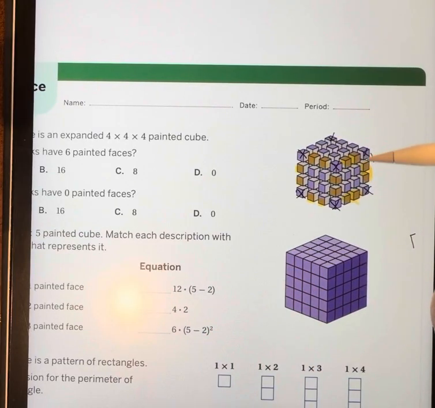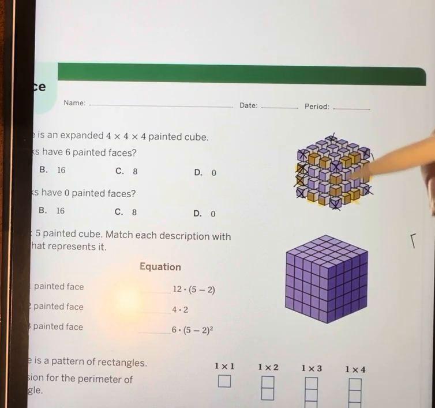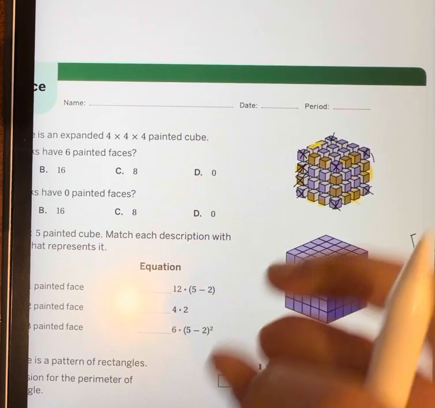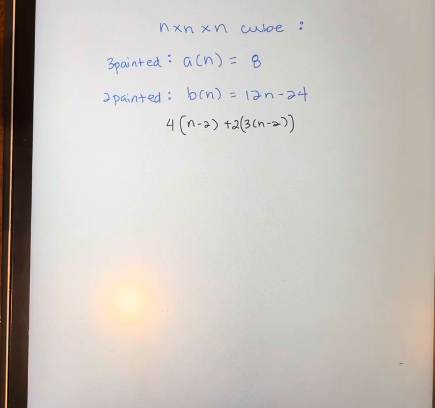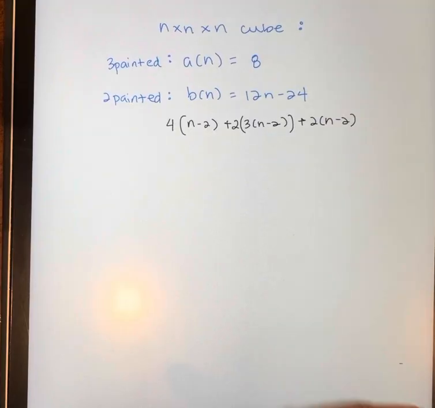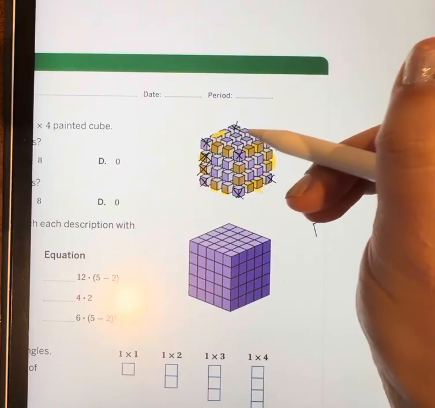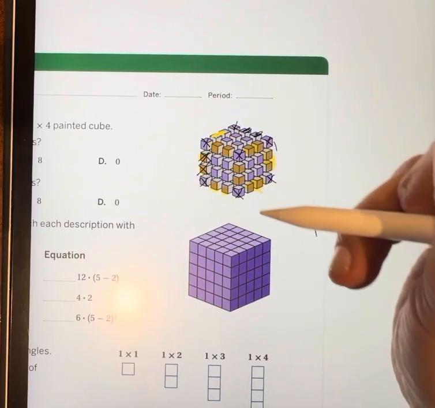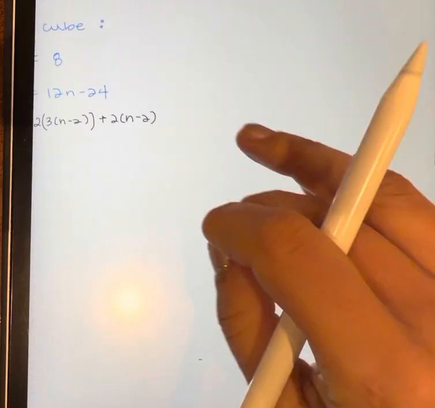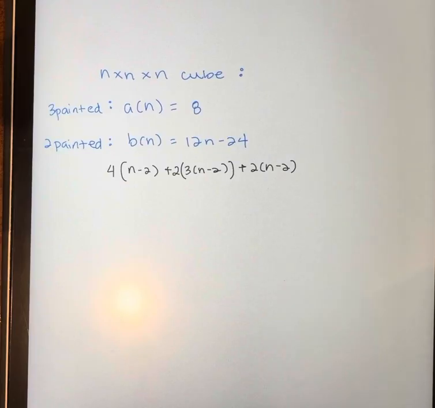And then by the time we've covered these 3 faces and we get to this face in the back that we can't see, we've already done 2 of them on this side and on this side. So we just have the 2 from the top and the 2 from the bottom. So it's 2 times n minus 2. And that's it. Because once we go all the way around, we've already taken care of the top and the bottom face. So multiplying all this out and simplifying it, I got 12n minus 24.